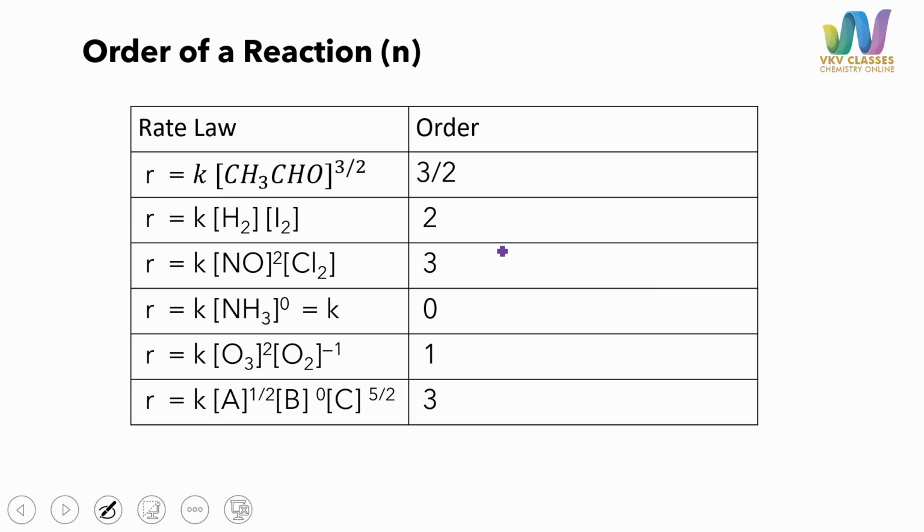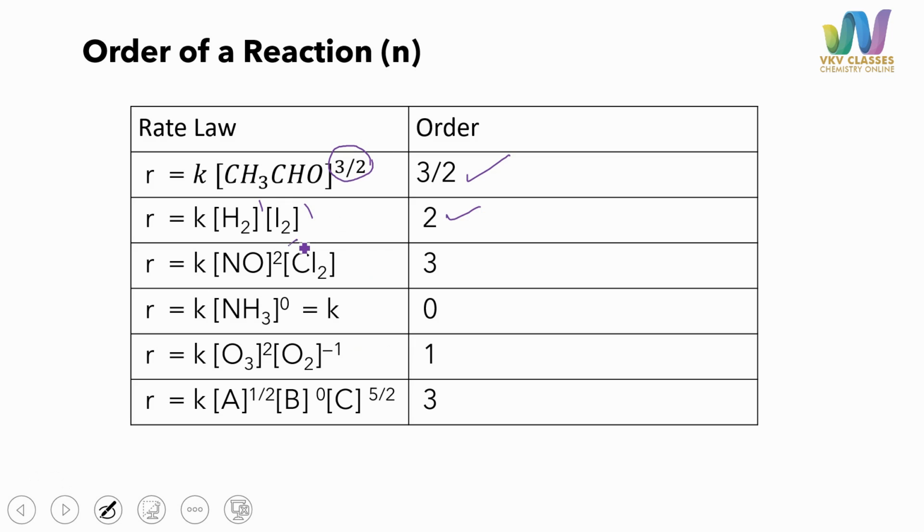Some examples: the rate law R equal to K into [CH3CHO] power 3 by 2. Here the power of the concentration term is 3 by 2, so the order of the reaction is 3 by 2. R equal to K into [H2][I2]. This reaction is first order with respect to hydrogen and first order with respect to iodine, so the overall order of the reaction is 1 plus 1, that is equal to 2.